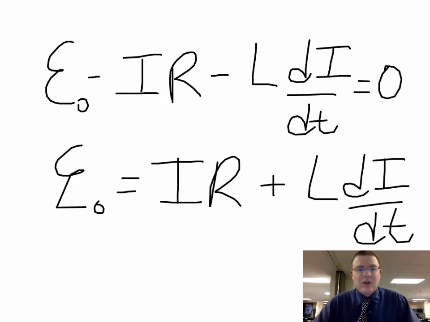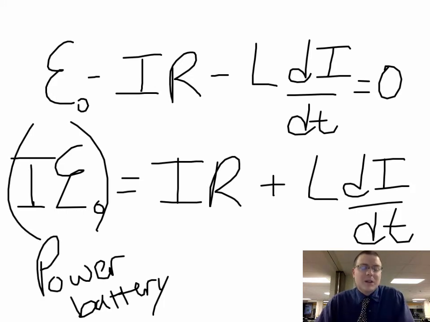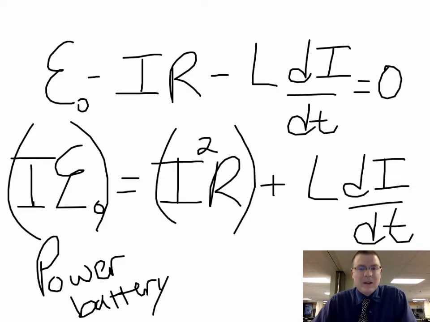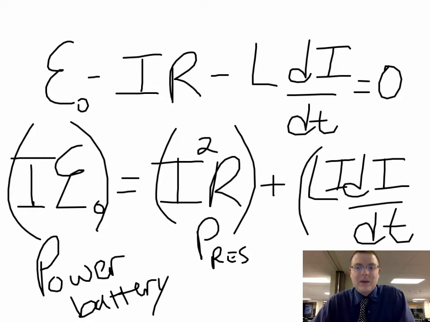To do power, remember, for a battery, I've got to do I times V. And if I do I times V, that's going to indicate the amount of watts the battery is going to provide, the amount of joules per second. Well, I've got to multiply everybody by I. So I get I squared R in the resistor. Remember, that's the power of the joule heating in the resistor per second. And that means I have to also multiply L dI/dt by another I.